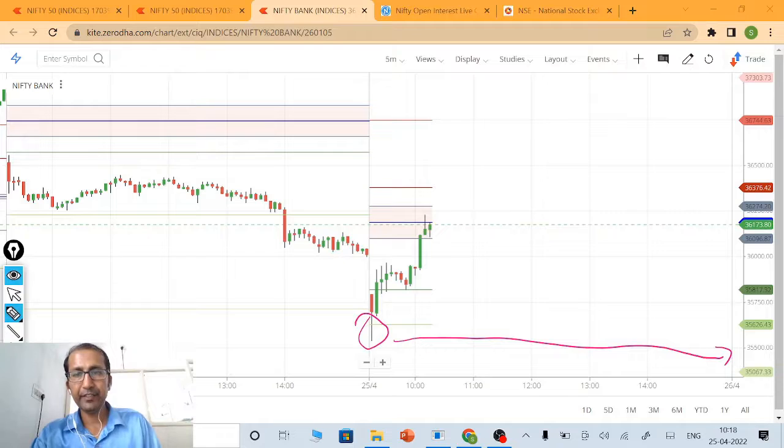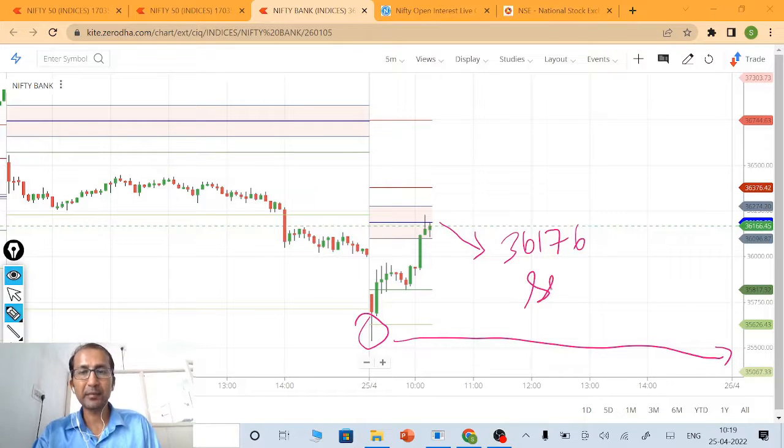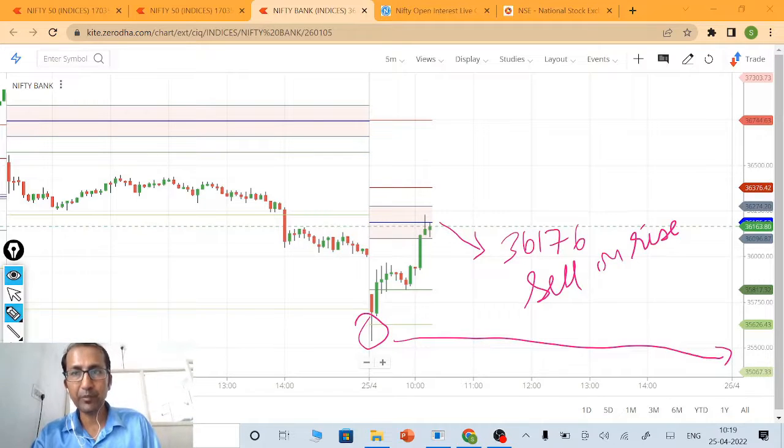Now Bank Nifty is trading exactly near the pivot, 36,176. What should be your view now? Since all the indicators from open interest, everything is indicating that the market is going to trend lower. Even FIIs have got short positions. So it's always a sell on rise market, sell on rise. Only DIIs are supporting because the LIC IPO is on the way.